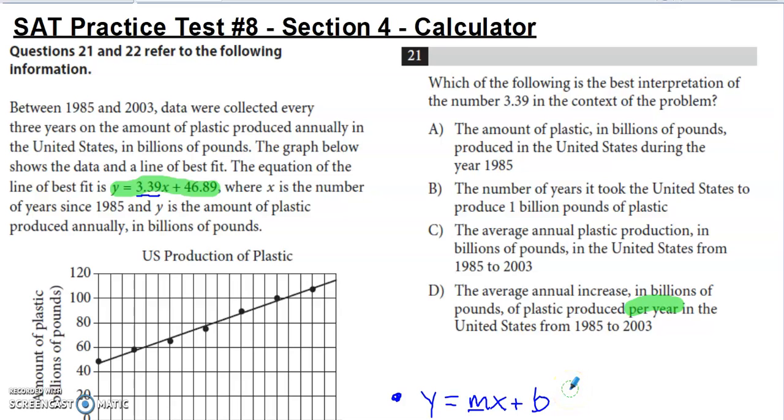It seems like we can safely rule out A and B. Those are not going to have the right sort of units that we would need to see for a slope calculation. They're not units that would be indicative of a rate of change. So let's think about this. Option C, the average annual plastic production in billions of pounds from 1985 to 2003.